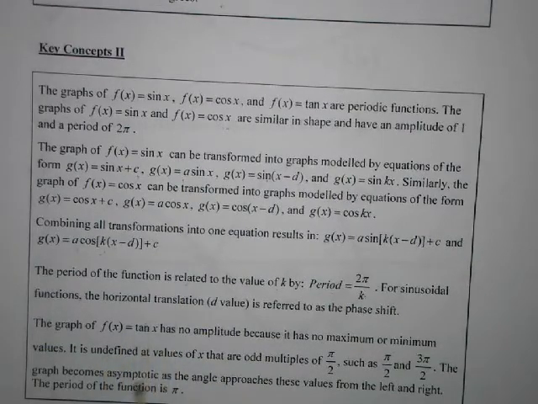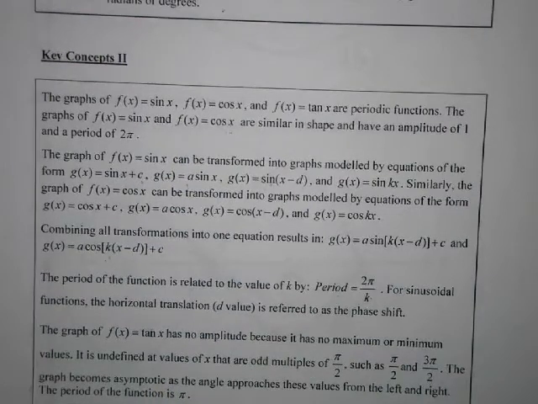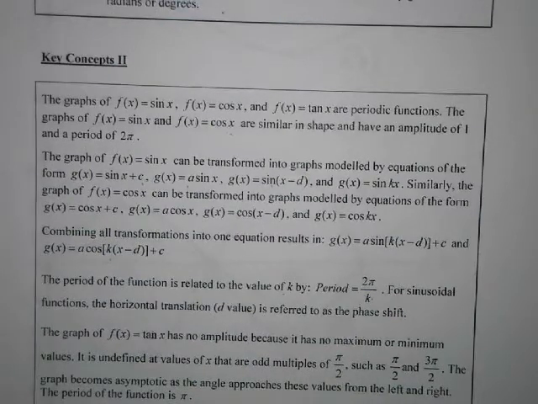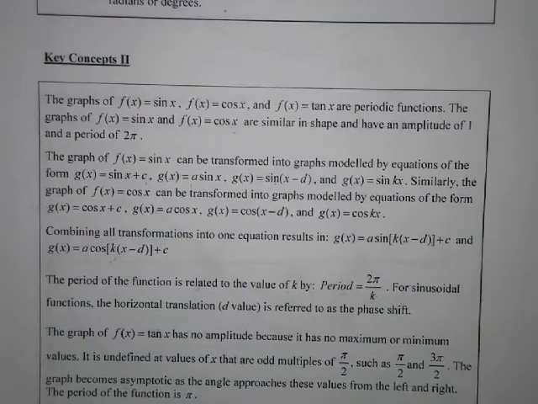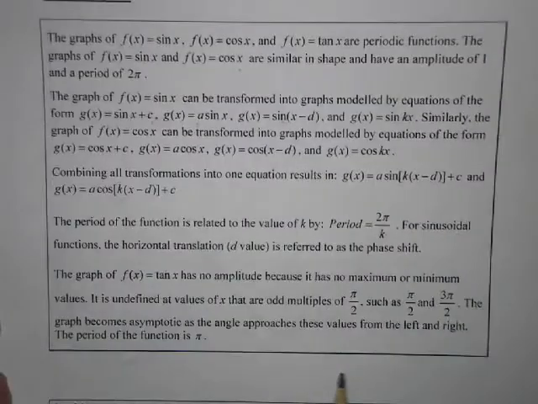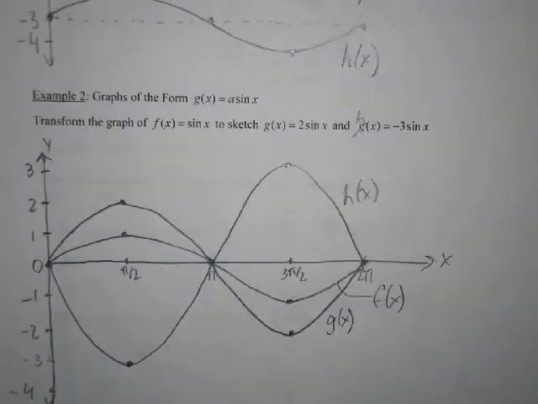Okay, here's what you need to know about the tan function. It has no amplitude because it has no max or min, and it has vertical asymptotes at the odd multiples of pi by 2. And the period is pi, I think. Did we say that? No. Okay, so that's what you need to know about tan, and that's about it.